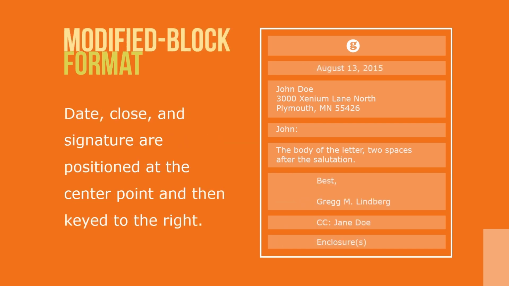In a modified block format, as shown here, the writer's address, if it's not imprinted on the letterhead, the date, and the complimentary close and the signature are positioned at the center point and keyed towards the right side of the letter. The date aligns with the complimentary close. The inside address, the salutation, and the body of the letter are flush against the left margin.